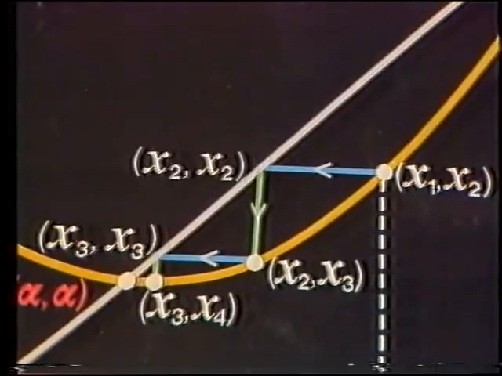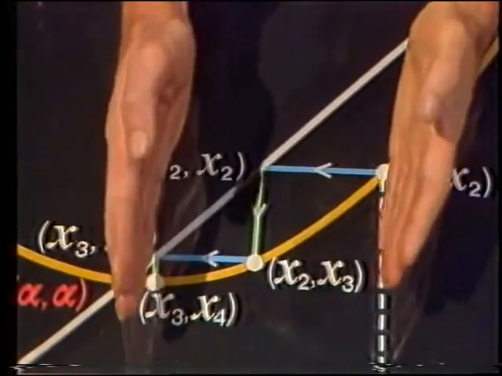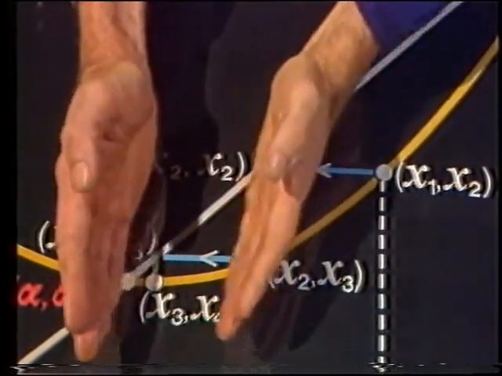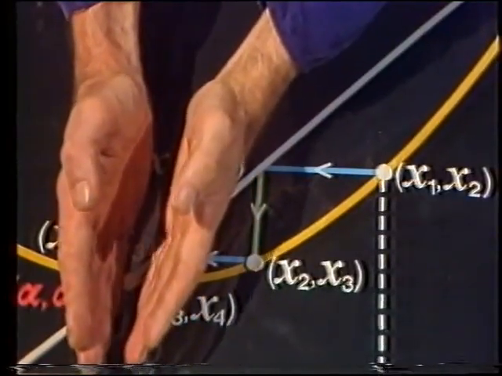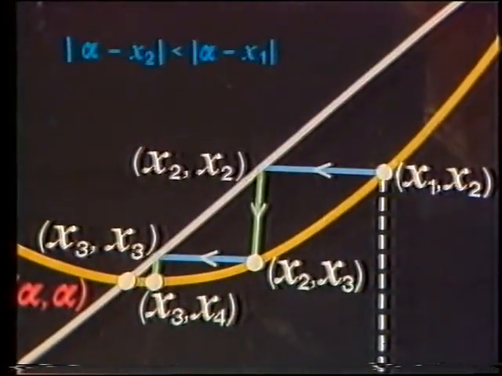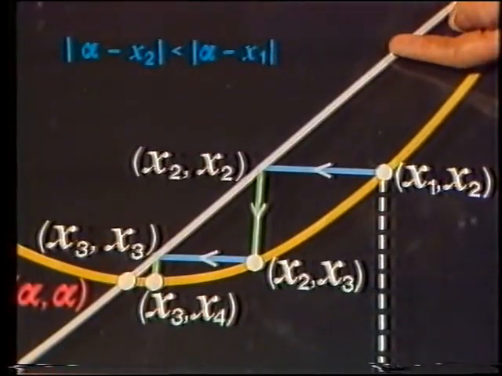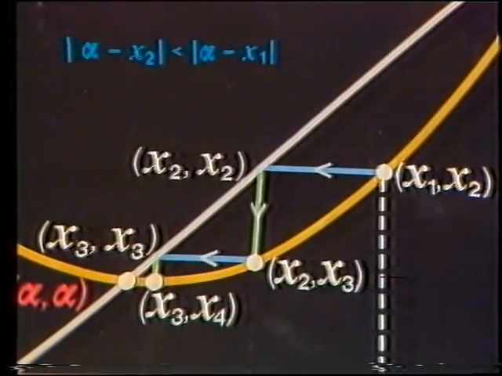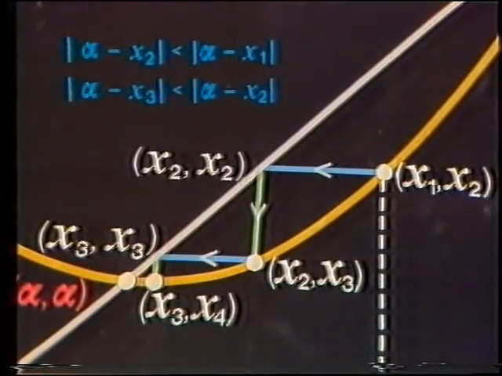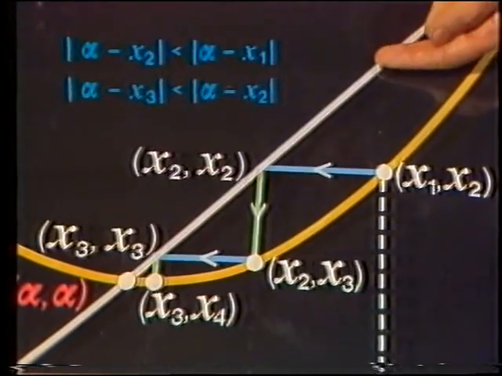This iteration converges because these distances get smaller and smaller. That is, x2 is closer to alpha than x1, which we can express like this. Remember, modulus measures distance. Similarly, the next term, x3, is closer to alpha than x2, and we express that like this.